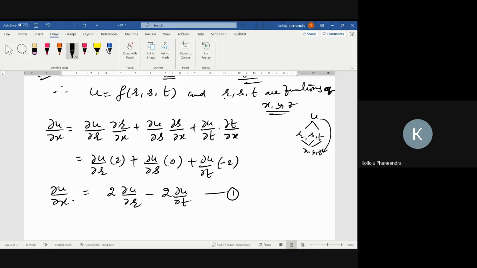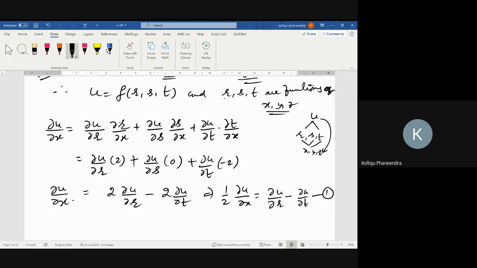Next one, or you take it like this, better. Instead of this being 1, this implies take 2 to this side, because what is required is this: 1/2 ∂u/∂x is ∂u/∂r minus ∂u/∂t. Equation 1.